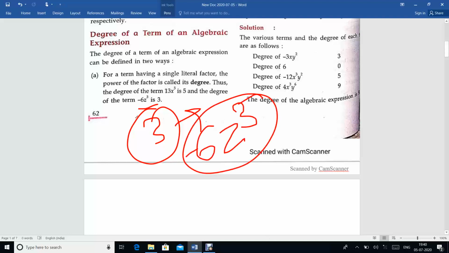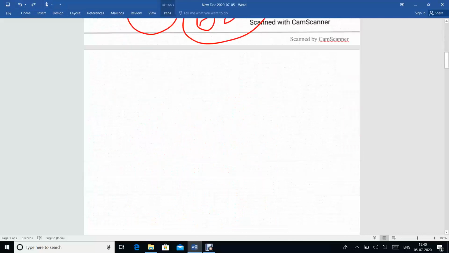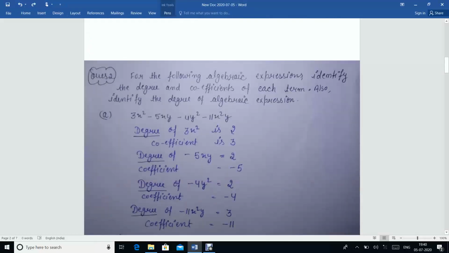Let us understand this by the help of an example. This is question number 2 from your book, exercise 5.2, and the question says, for the following algebraic expression identify the degree and coefficient of each term. Also identify the degree of the algebraic expression. Firstly you have to find out the degree of the terms individually, and after that you have to find out the coefficient of the terms individually.